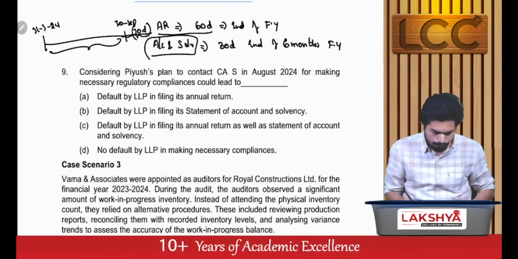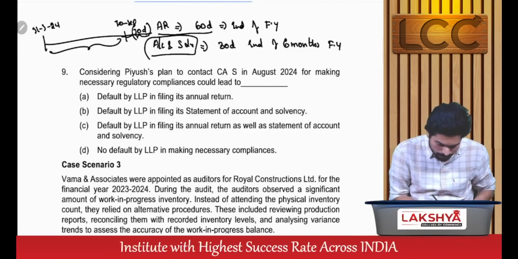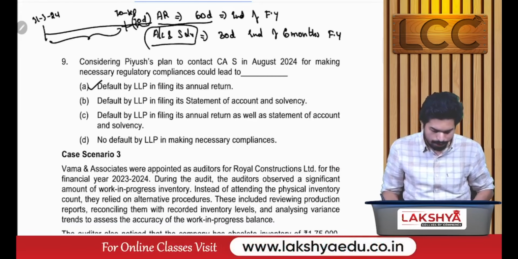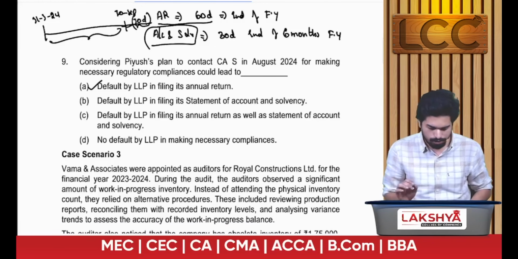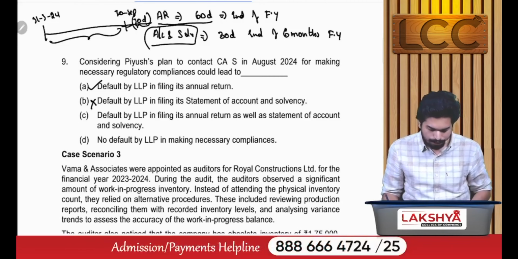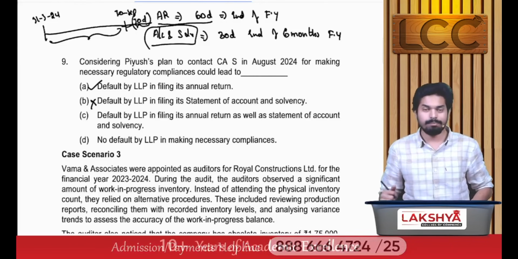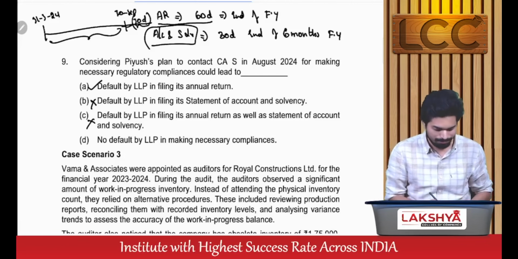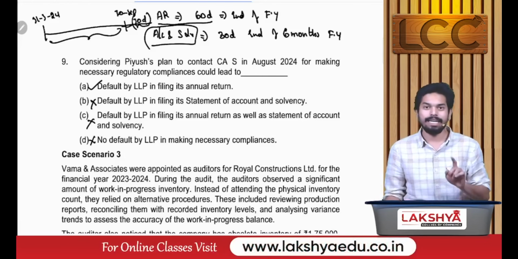So, default by LLP in filing its annual return. Yes, there is a default by LLP in filing its annual return. Default by LLP in filing its statement of accounts and solvency. No, we're having enough time still. Default in filing its annual return as well as statement of accounts and solvency. No, there is no default in that. So the right option is A.